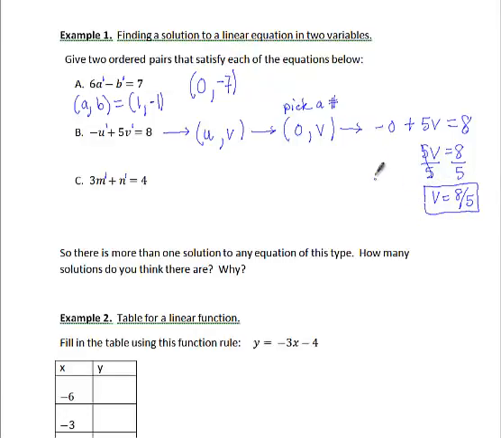And what we do at this point is we just go back over here and we complete our ordered pair. And so the solution is 0 and 8/5. If u is 0, then v has to be 8/5. There's no other option for this number. So once you pick one, that nails down the other one. You just have to do a little bit of work to solve for it.